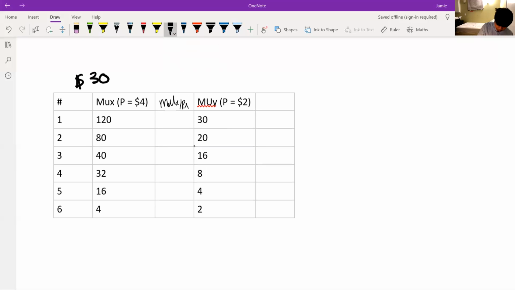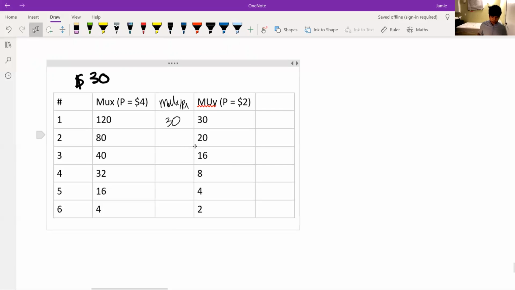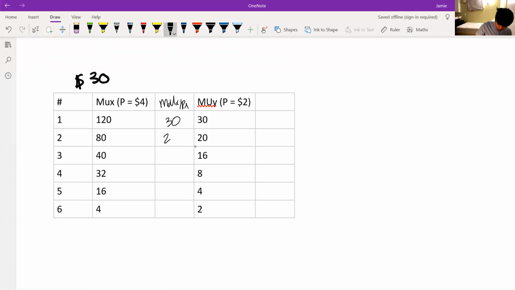So I'm going to do MUX over the price of X. 120 divided by 4 is 30. 80 divided by 4 is 20. This is 10, this is 8, this is 4, and this is 1. Am I right? Yeah, right. This is 15, 10, 8, 4, 2, 1. I did some math. So this is MUY over PY.